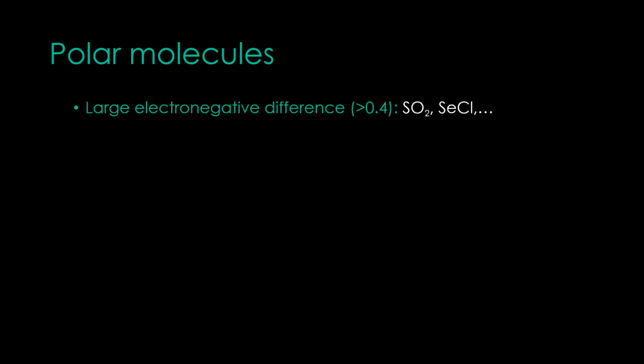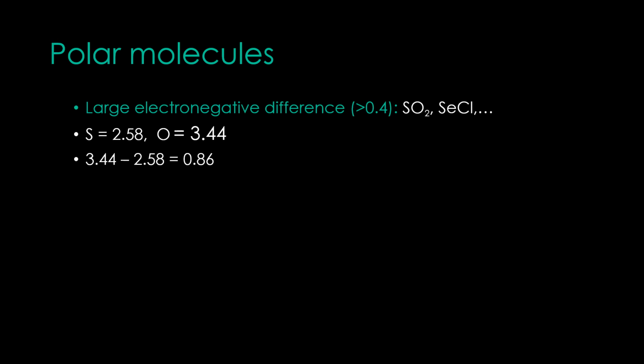If you see two atoms with great electronegativity difference bonded together, it is most likely a polar molecule. Whenever the electronegativity difference between two covalently bonded atoms is greater than 0.4, it is a polar molecule. Let's look at sulfur dioxide as an example. Sulfur's electronegativity value is 2.58 and oxygen's electronegativity value is 3.44. The electronegativity difference between sulfur and oxygen is 0.86. So this molecule is polar.